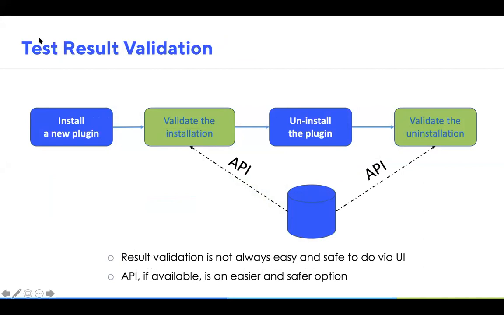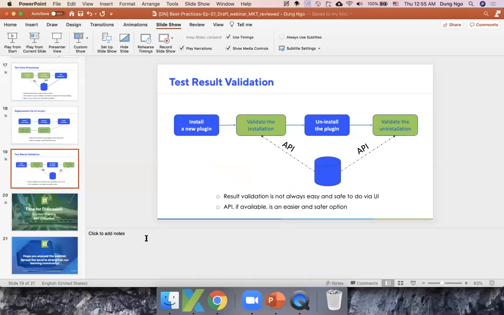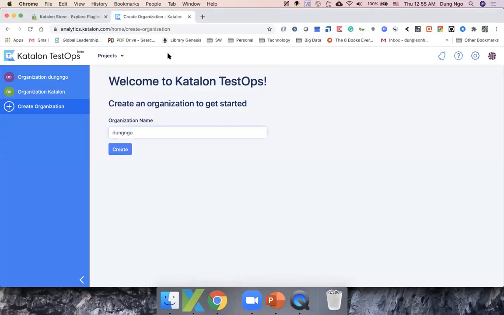So let's say you install a new plugin, maybe for some reason it says that things are okay, but you haven't got the plugin yet. So let's say API will help you really cover the data that is actually installed for the user. So it provides an easier way and it's safer as well. Because if you do all the validation via UI, one day the developer just changes the UI, so the test will be broken for sure.